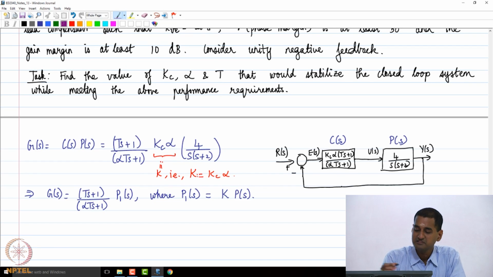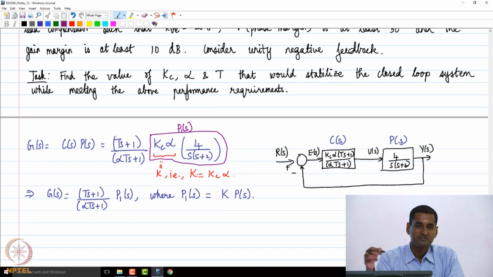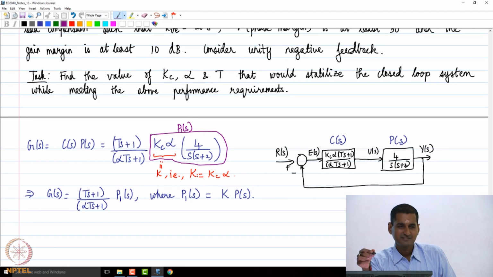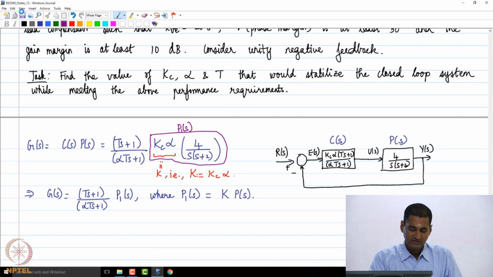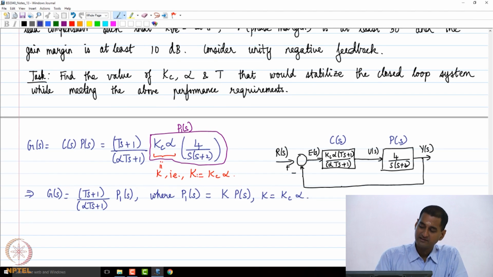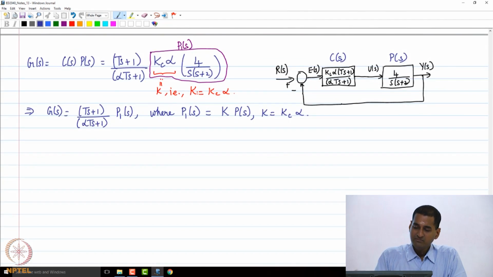So, what are we taking as P1 of s? This particular block. This is what we call P1 of s. I am just rearranging the terms, that is pretty straightforward. Of course, please note that here k is essentially Kc alpha. That is something which we already know. Having rewritten in this form, let us proceed and see what we do.